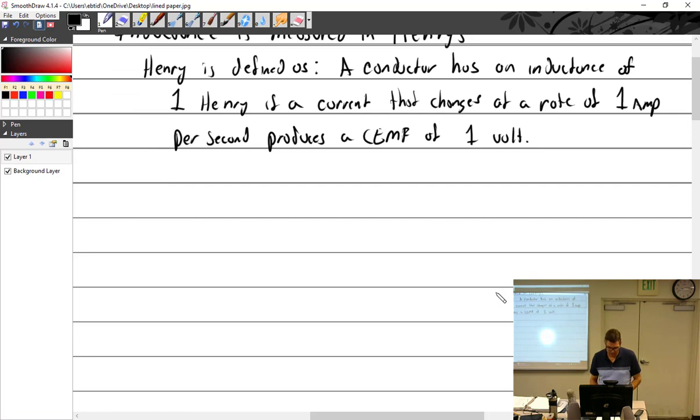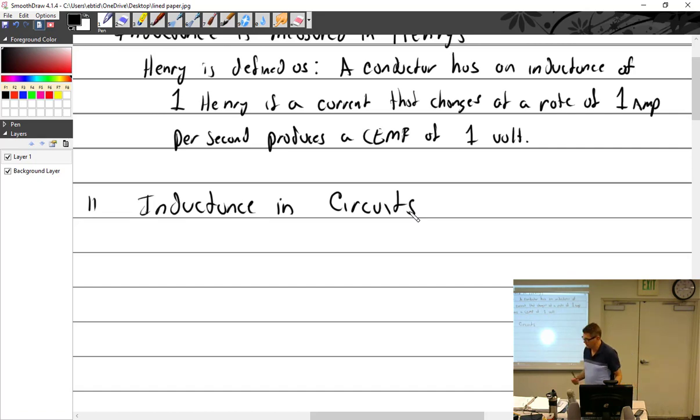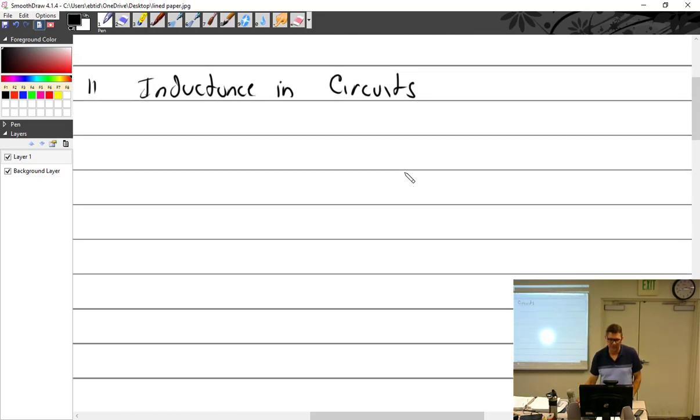Inductance in circuits. This is actually 11, inductance. Sorry. You're going to hate this next part. I'll do my best. I've already talked about all of this. This is kind of a review. I don't even know if I want to write it. Yes, you'll say, please write it.